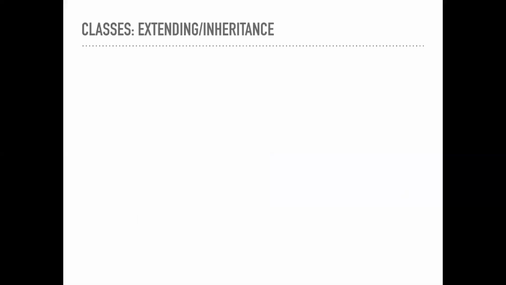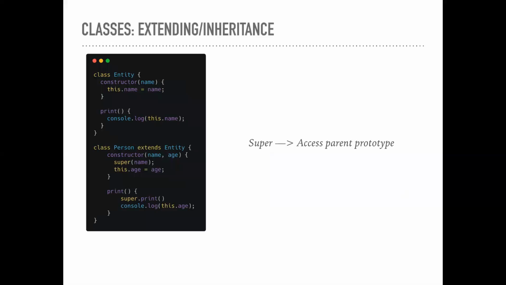Inheritance. Remember how we did inheritance? Prototype is equal to Object.create. Now we just write extends. That's it. And if you need to access the parent, let's say the constructor, you just use super. So in here you see super.print, and same thing. But there is no private, public, nothing. No one cares.